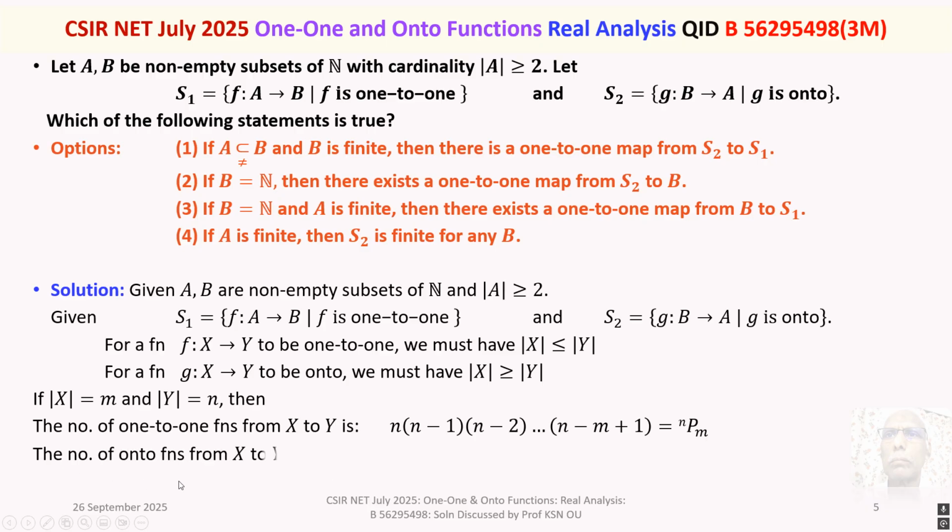Right. The number of onto functions from X to Y is sigma k equal to 0 to n minus 1 of minus 1 to the power of k into nCk, where n is the cardinality of the codomain, into n minus k to the power of m, where m is the cardinality of the domain. So this is the total number of functions and total number of one-to-one functions, and we are going to use these results in our discussion.